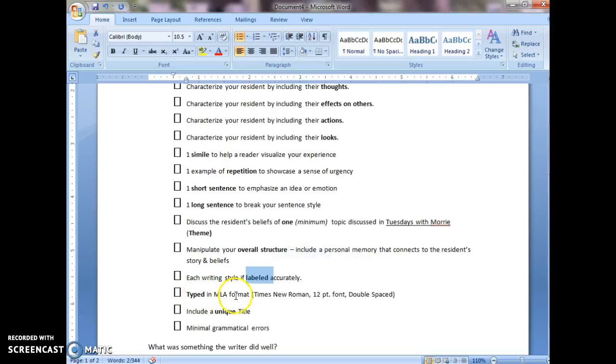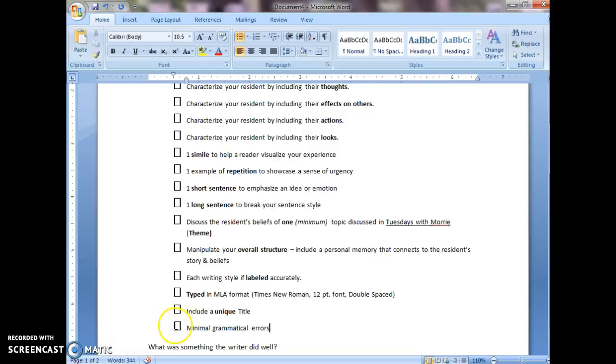Make sure that it's typed in MLA format. If it's not Times New Roman, tell them. If it's not 12-point font, tell them. If it's not double spaced, make sure that they know how to get it double spaced. Double check their title. Make sure it's unique. It shouldn't just be the resident's name. It should be something special about what this article is about. And look for those grammar errors. Make sure you fix them for them if they have any.